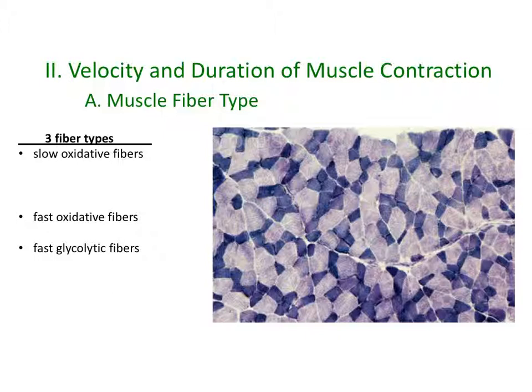Ultimately, what this gives us is three different fiber types. So we have slow oxidative fibers, which are these darkest fibers here, and they provide slow contractions that are fatigue resistant, but because they're contracting slower, they can't generate quite as much force.